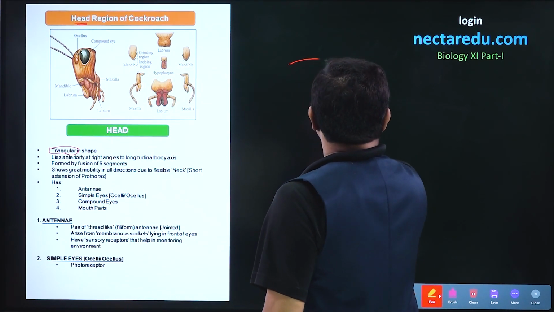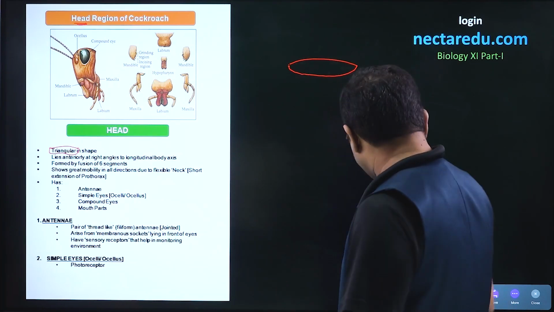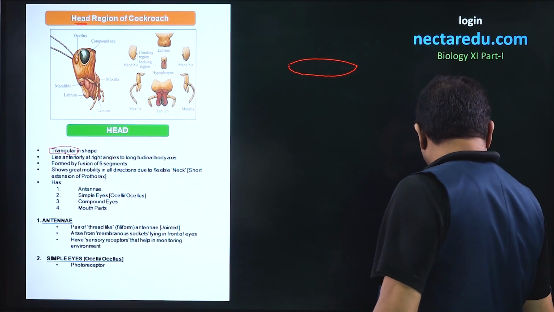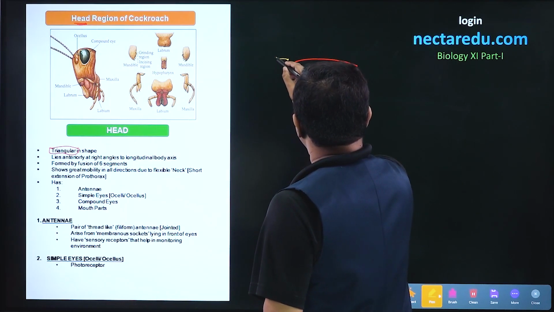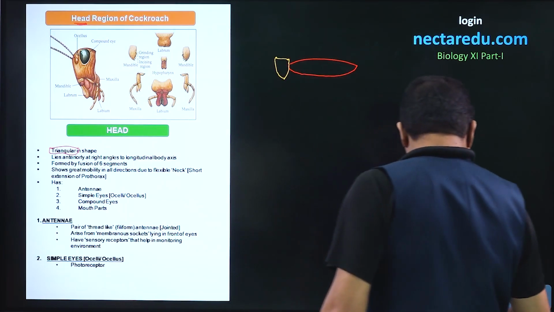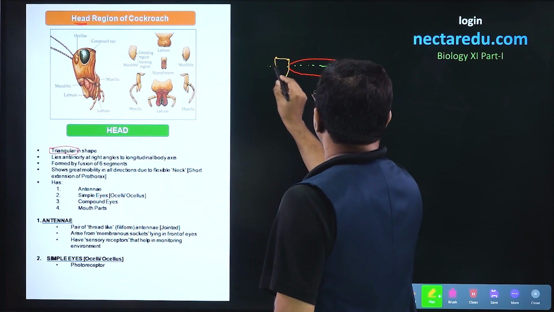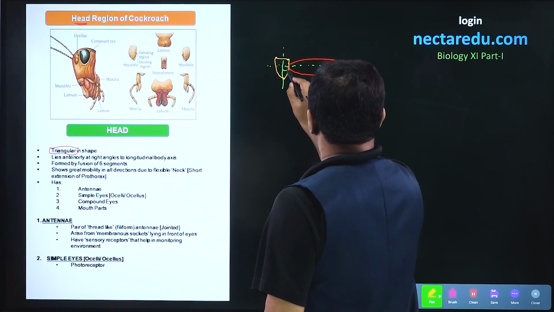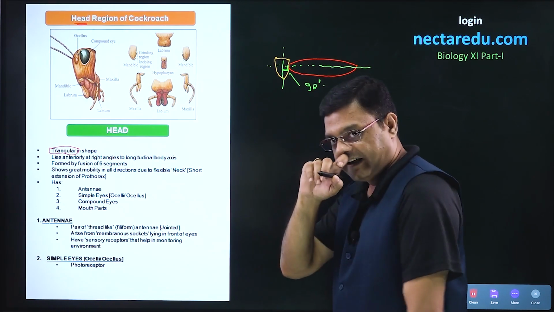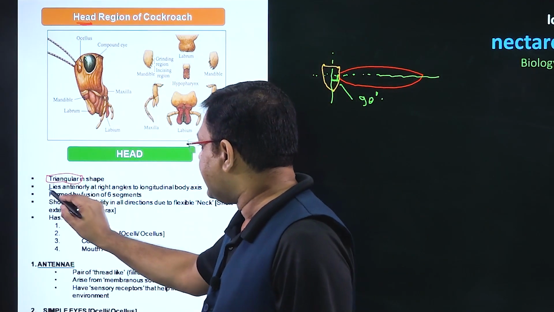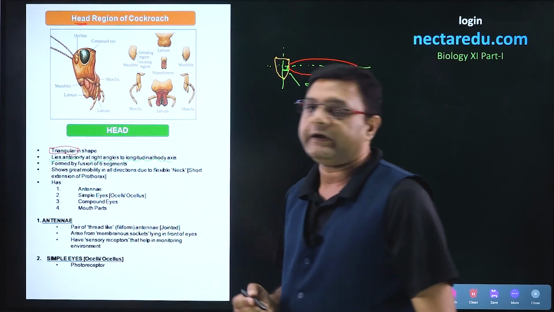So, let us say that this is the body of cockroach, dorso-ventrally flattened body. Now, head will be present at right angles to it. So, triangular head will be present like this. So, in this diagram, we can say that this is the long axis of the body of cockroach and head is present at right angles or 90° to the longitudinal axis. That is why it is said that head lies anteriorly at right angles to longitudinal body axis.